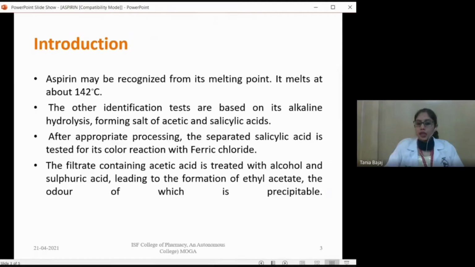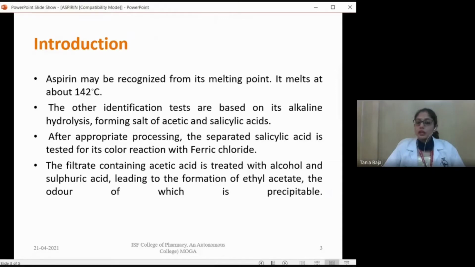Aspirin may be recognized from its melting point. It melts at about 142 degrees Celsius. That means to perform its identification test, we need to check the melting point of the substance at the very end, when we are at the end of the reaction.